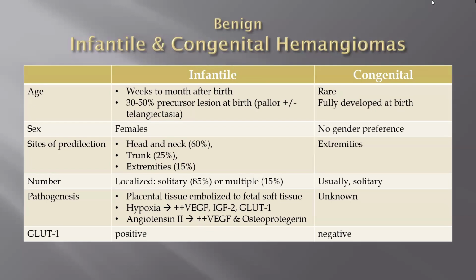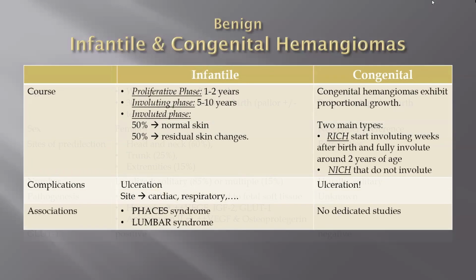Because of the rarity of congenital hemangiomas, the pathogenesis is not yet known. Another difference is that the glucose transporter 1 protein is positive in infantile hemangiomas but negative in congenital ones. There are also differences in the course of the disease. For example, in infantile hemangiomas, we have 3 phases. The proliferative phase, which lasts 1 to 2 years, where the hemangioma increases in size, and then the involuting phase, which lasts between 5 to 10 years, and after that, the involuted phase, where in 50% of patients, the skin returns to normal, and in the rest of the patients, there are residual skin changes.